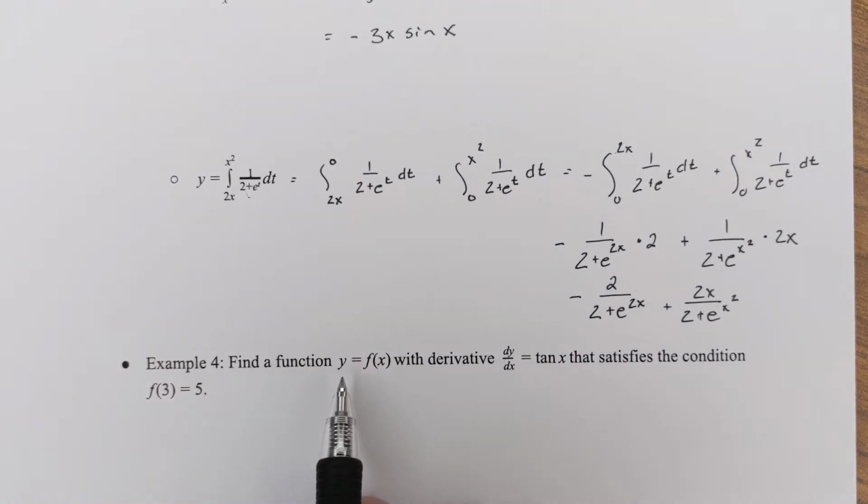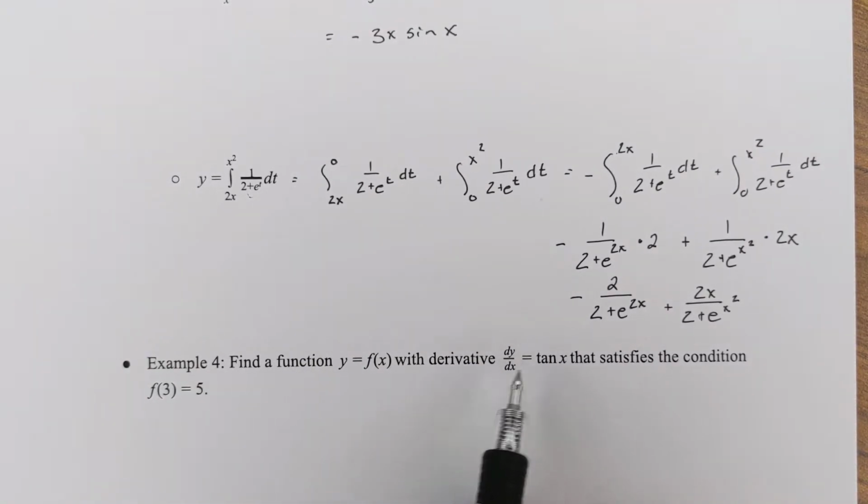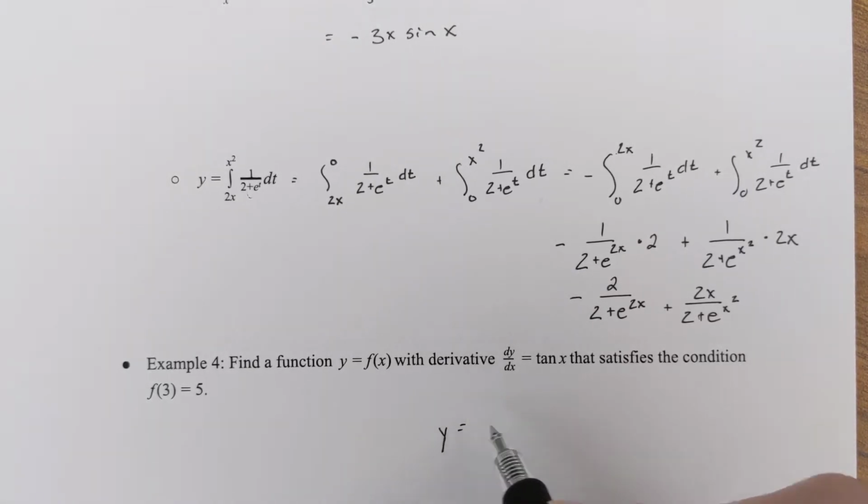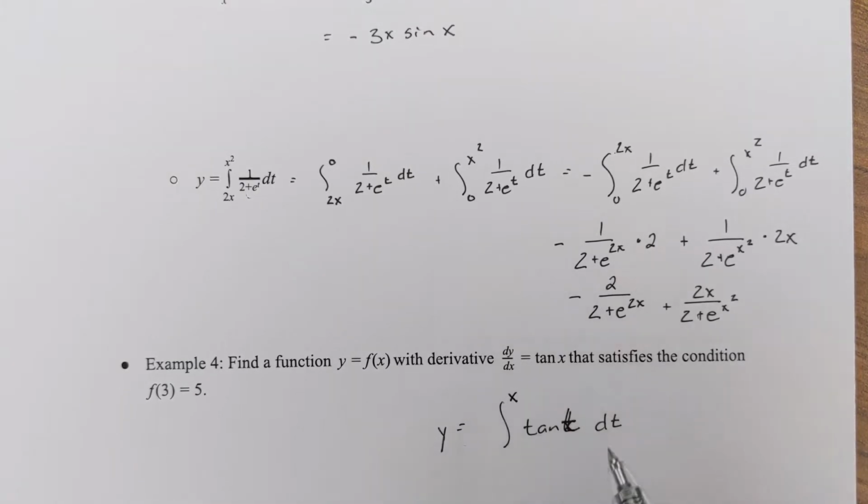Okay, find a function y equals f of x with the derivative tangent that satisfies the condition. All right, so this is actually kind of a trick problem. So if I want the derivative to be the tangent, I'm just going to put my tangent, we'll use t, dt, inside, because if I take the derivative of an integral, it goes away. X has to go on top because I want my x to get plugged in.